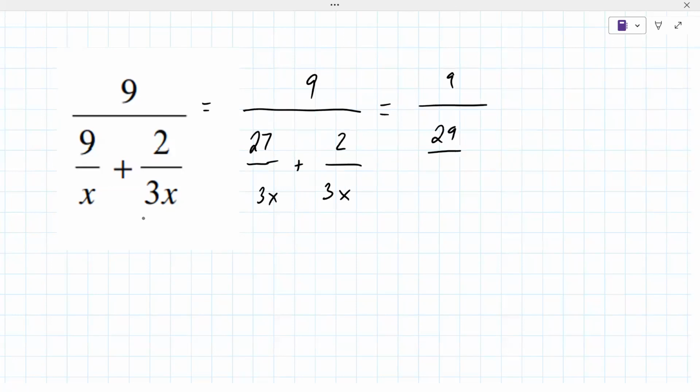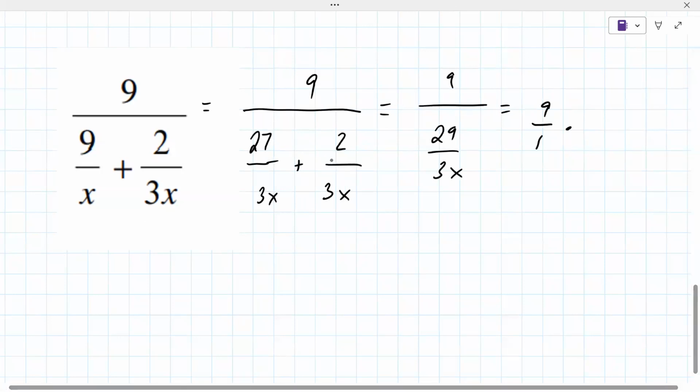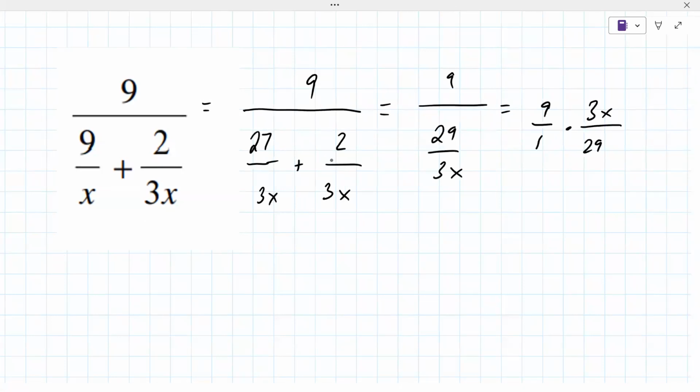9 over 29 over 3x. And then like we've been doing, you take the bottom and you flip it, 3x over 29. So it's 27x over 29, like that.